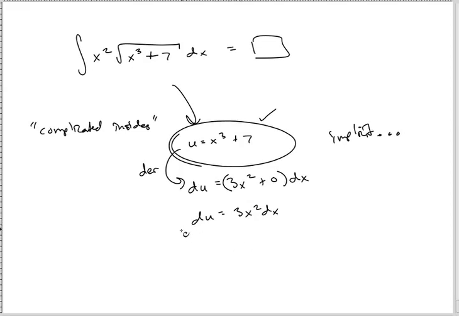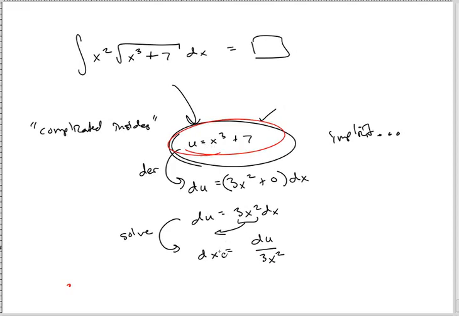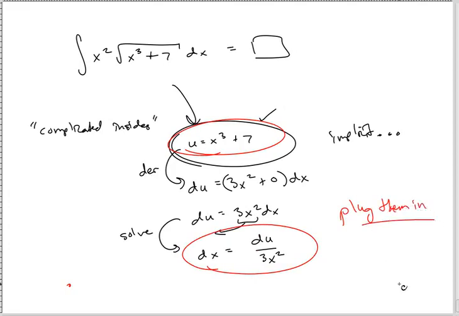Okay, so what I'm going to do is now I'm going to solve for dx. I want dx equals, okay? And so in order to do that, I'm going to take all this and divide it to the other side, like this. What I'm going to do with this problem is I'm going to use my u and my dx. And all I'm going to do with these guys is I'm going to plug them in directly.